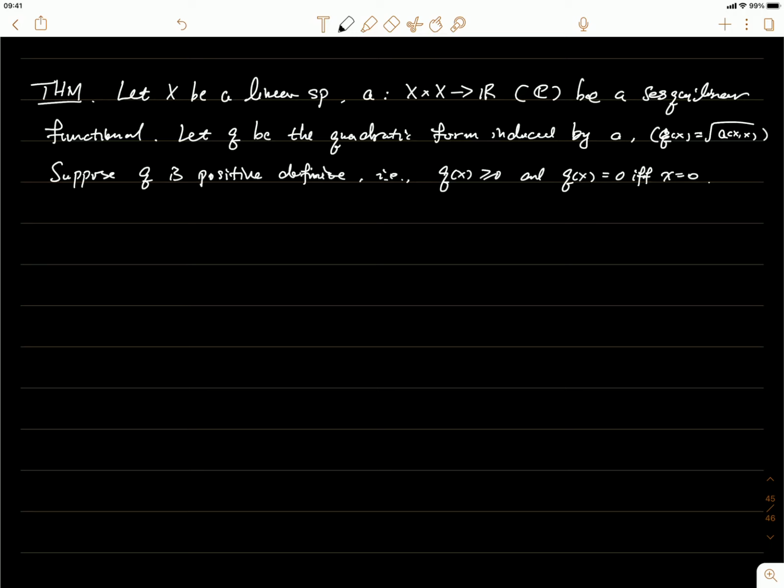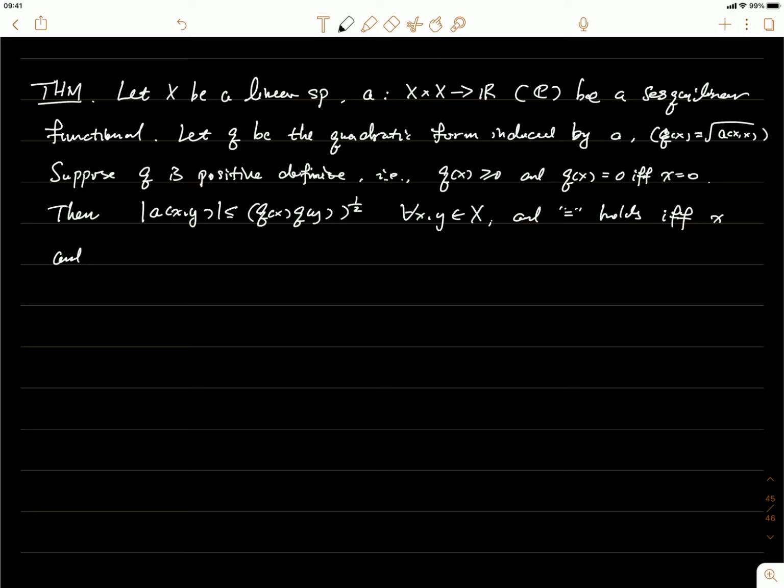Then we have a similar Cauchy Schwarz inequality, which is that the absolute value of A(x,y) is less than or equal to the square root of Q(x) times Q(y) for any x and y in X. And the equality holds if and only if, I should say I put the absolute value here, the equality holds if and only if x and y are linearly dependent.